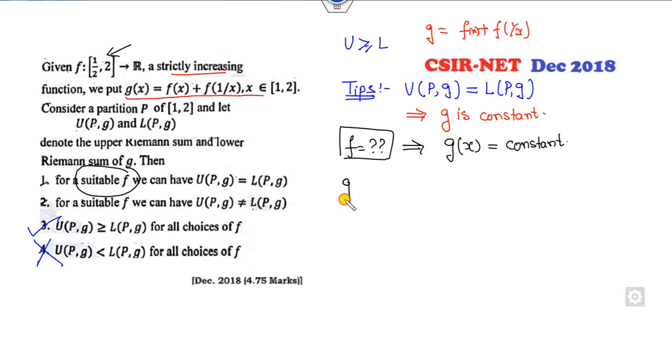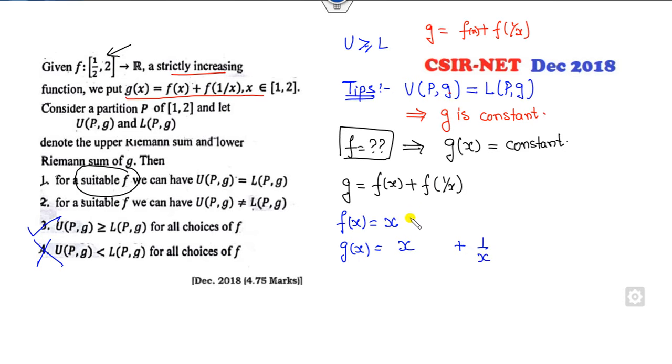Now look at that. g is f of x plus f of 1 by x. A very simple example: I can choose the function f as x over this domain. What is g of x? g of x is x plus 1 by x, which is not a constant.